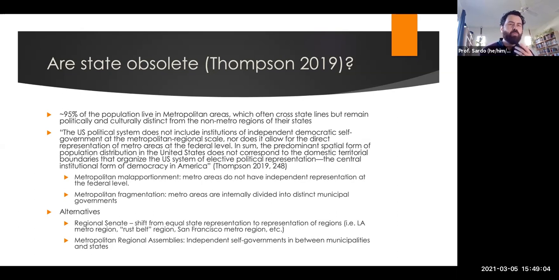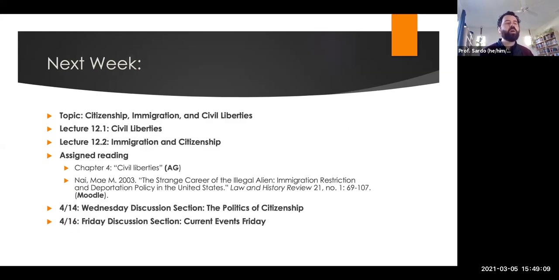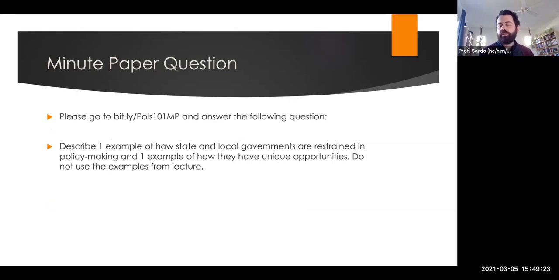And we'll talk about whether or not you think these alternatives are viable or a good idea in discussion section. Next week, we shift gears from institutions to start thinking about justice and citizenship, and we'll be thinking about civil liberties, immigration, and citizenship, the politics of citizenship. And the minute paper question for this week, again, you can go to bit.ly/Pauls101MP and describe one example, not using the examples from lecture, of how state and local governments are constrained in policymaking, and one example of how they might have a unique opportunity.